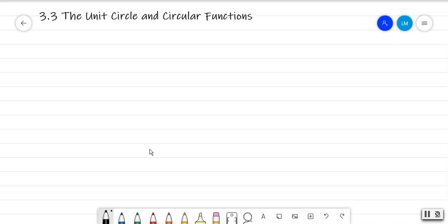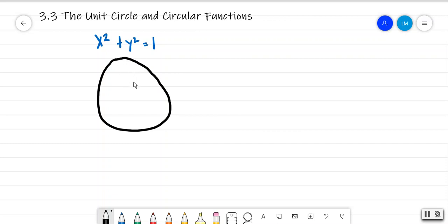Hello, in this video we're going to look at the unit circle and circular functions. Now, when we consider the unit circle, the first thing you will have to look at is the equation, x squared plus y squared equals 1. We can draw, for example, the circle with radius 1. In this case, the radius has to be 1, so this is -1, that's 1, and that's 1, and that's -1.